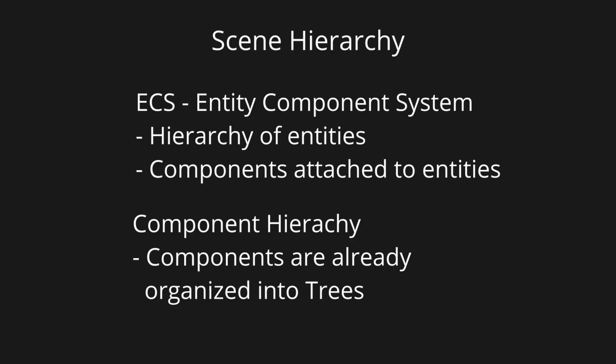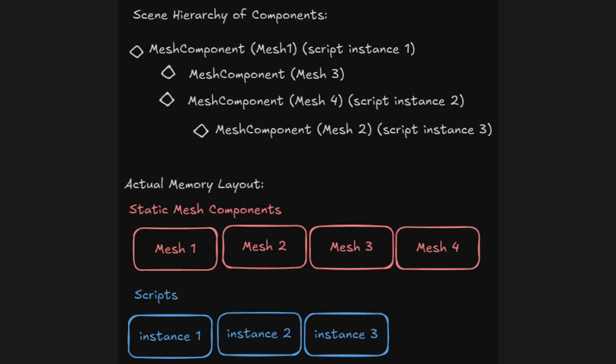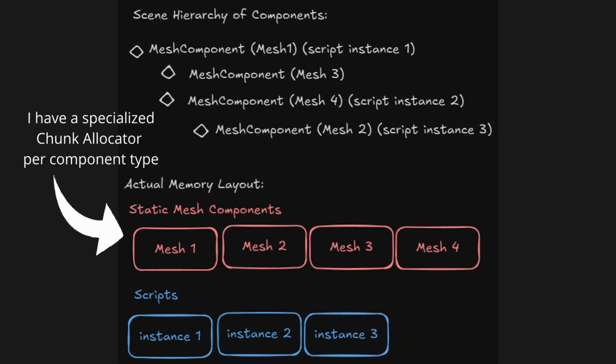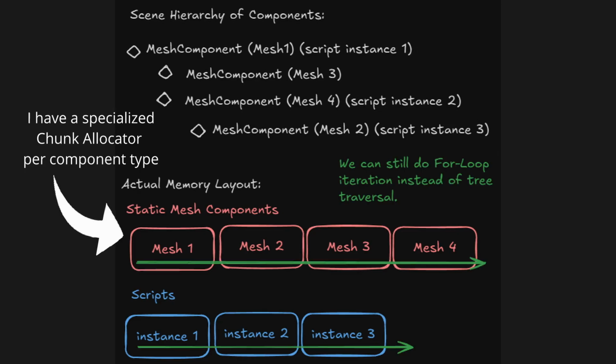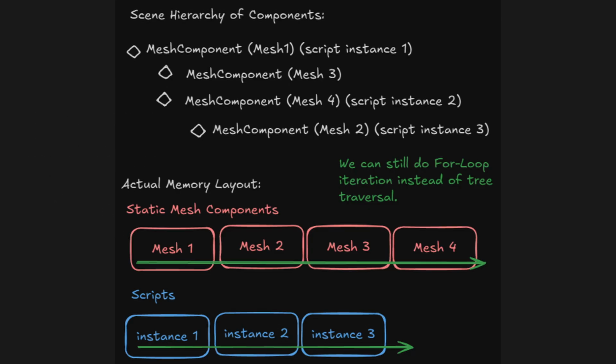providing a single functionality. One important thing that I should mention is that each component type is actually allocated in a contiguous region in memory. Each component type has its own memory allocator. So the update order does not really depend on the tree hierarchy. Instead, they are going to be updated in a for loop and in a cache-friendly manner. The tree hierarchy is mostly here for the game designers to describe the relationship between components.